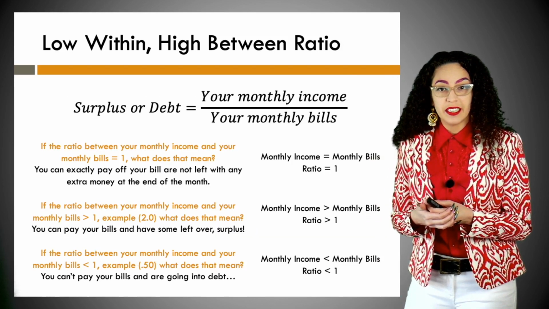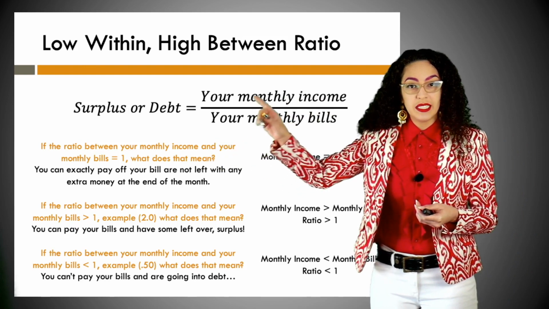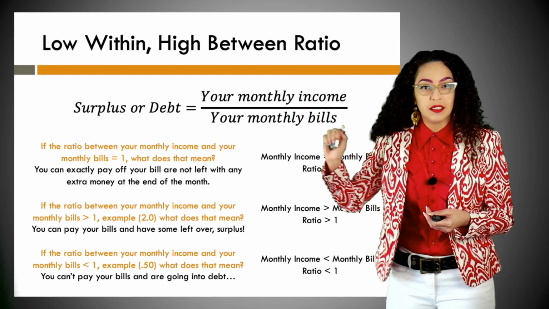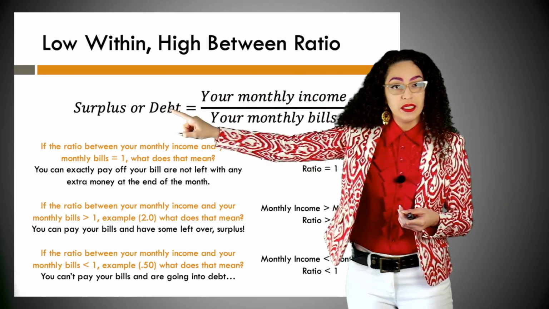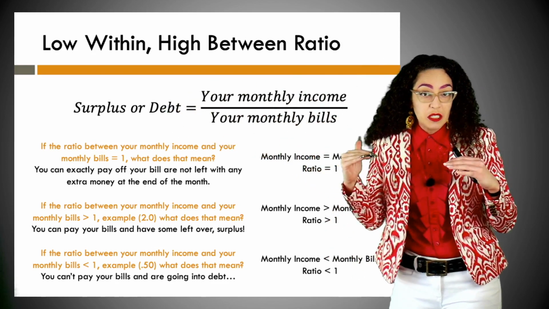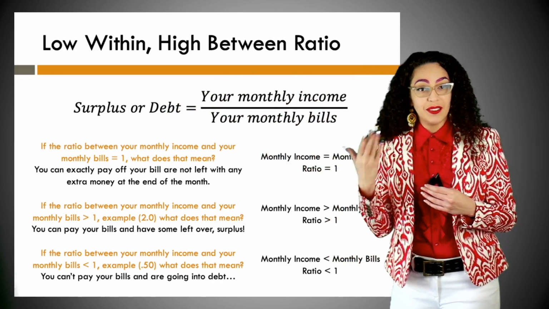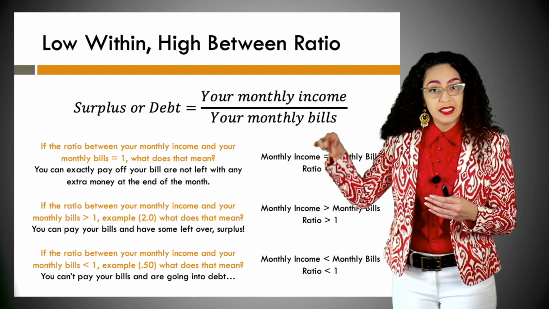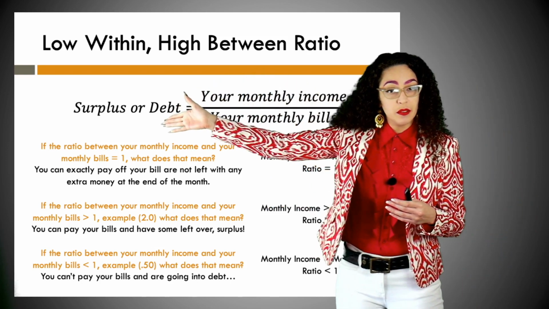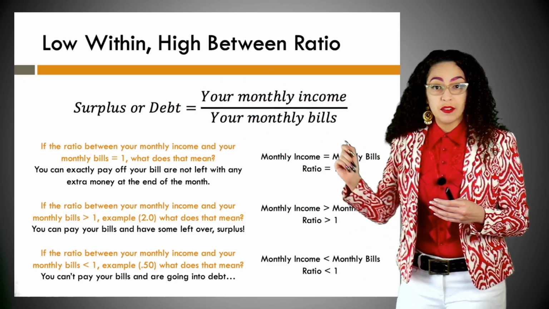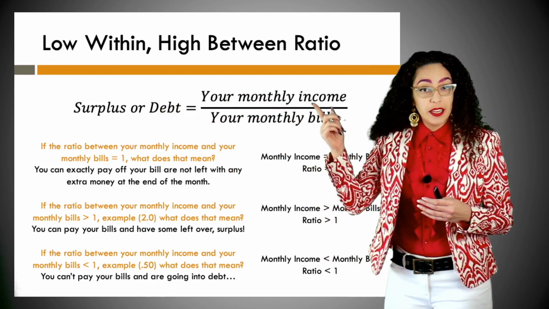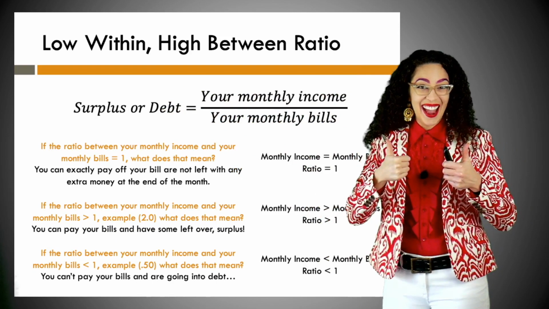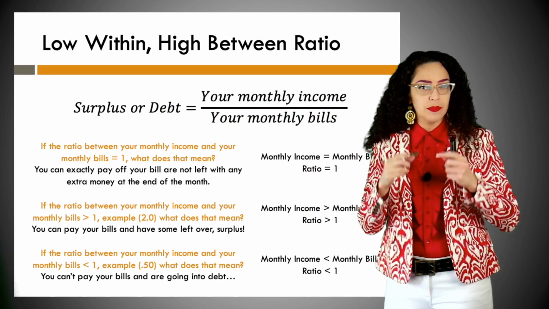Let's examine each of these scenarios. In the first situation, let's say your monthly income is exactly equal to your monthly bills, so you have $1,000 in income, $1,000 in bills, this will equal 1. And you will be left with a 0. You don't owe anything and you don't have any extra. Now if your monthly bills are less than your income, this will result in a ratio greater than 1. So if you have a ratio, let's say, of 2 here, that means that you make twice as much, $2,000 for your $1,000 of bills. Yay! You can save some money, which is good.